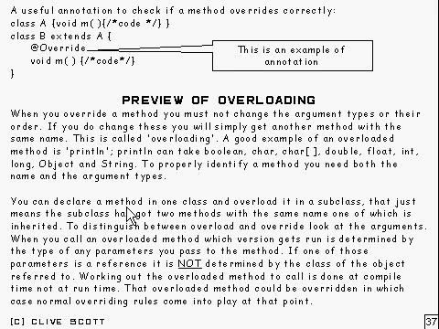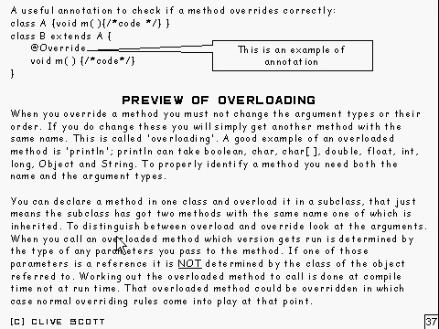You can actually declare a method in one class and overload it in a subclass. In that case, it just means that the subclass has got two methods with the same name, one of which is inherited. And obviously they've got to take different arguments passed to them. Now to distinguish between overload and override, look at the arguments basically.